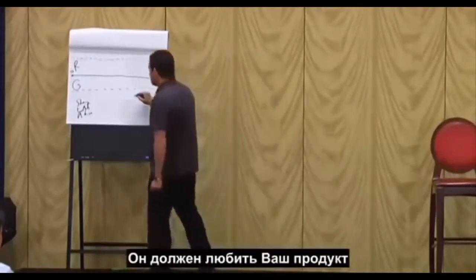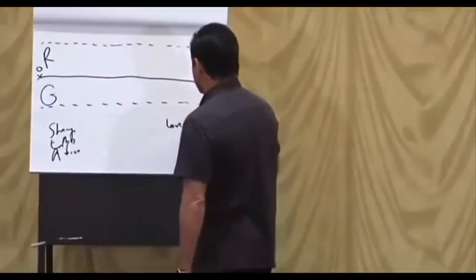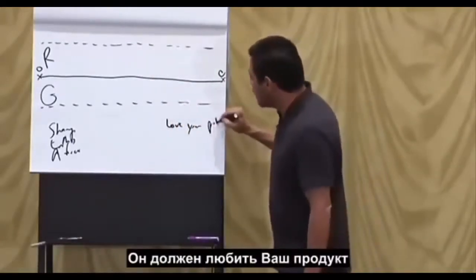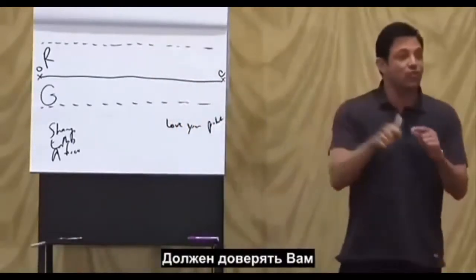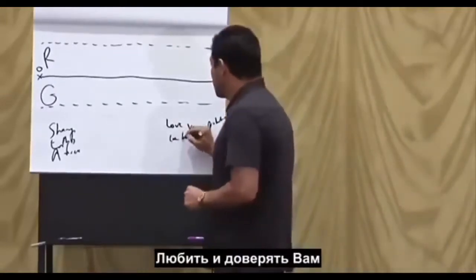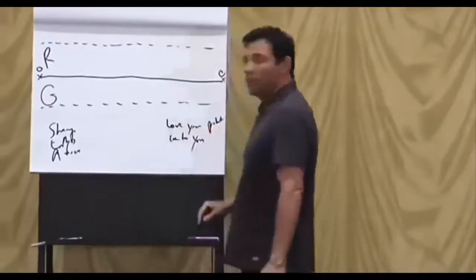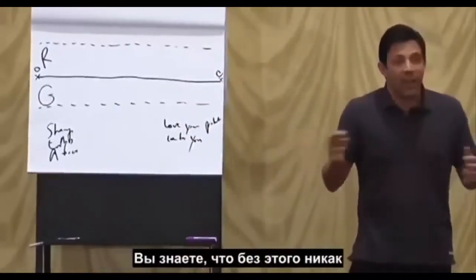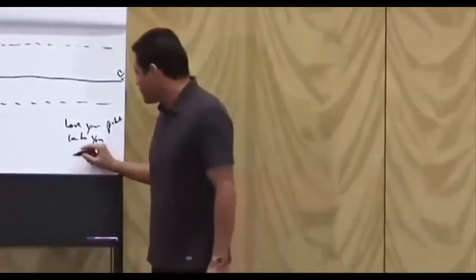Number one, he's got to love your product. You know this. Take it out of the equation. There's no shortcuts. He's got to love your product. He's got to trust and love you. Like you know you care. He's got to love and trust you. And he's got to love, trust your company. You know this going in. The constants, okay? Your company.